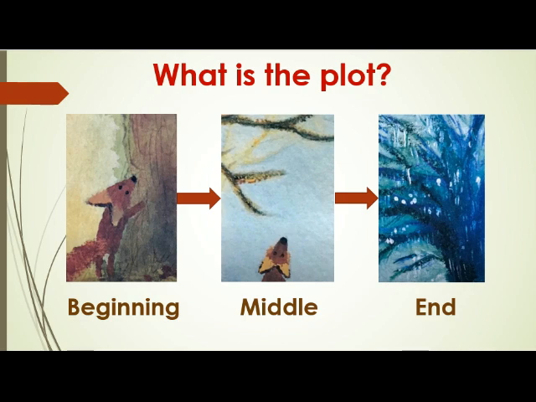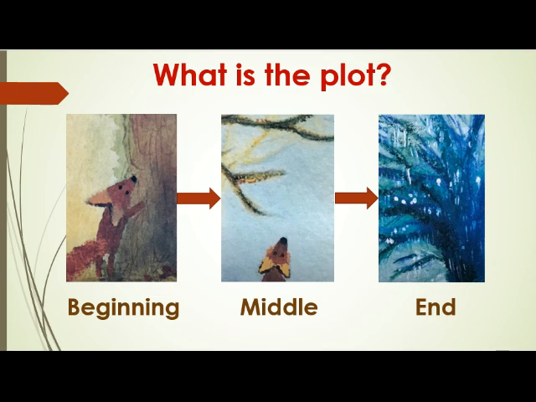In the beginning, Fletcher thinks something is wrong with his tree. So there's a problem already. A lot of times a plot will have a problem and a solution, how we fix the problem. So in the beginning, his tree looks sick, right? He doesn't understand the seasons. He's probably a baby fox. So he thinks his tree is sick.